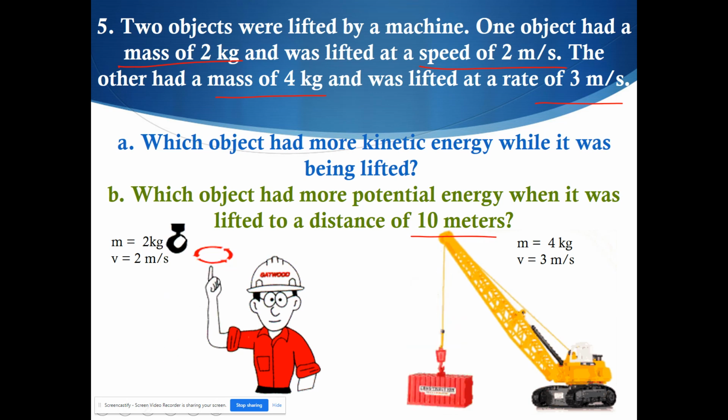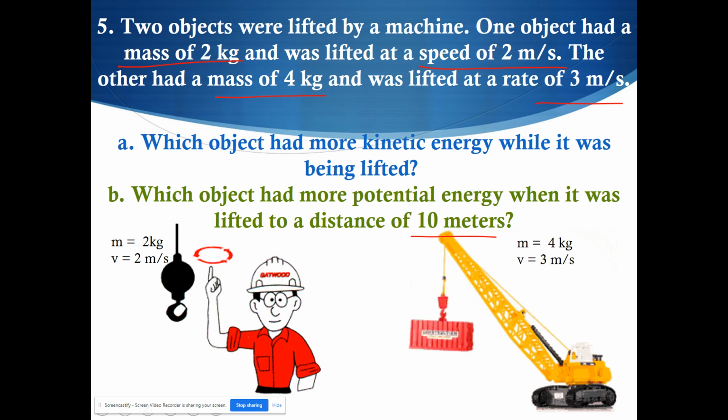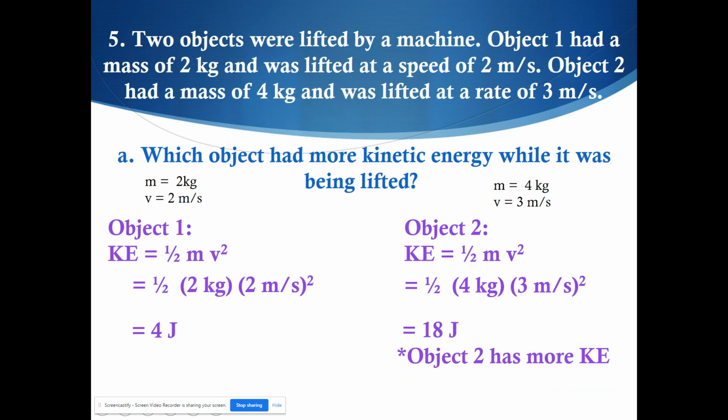What would we need there? Well, you need to pull out both of those equations to do both of these questions. And here's the solution. Okay, object 1. If we plug in the numbers, 2 kilograms, 2 meters per second, we have 4 joules. That's the kinetic energy. Now, the second one was being lifted with a much bigger speed and a much bigger mass. So, of course, it's going to have a lot more kinetic energy, 18 joules.